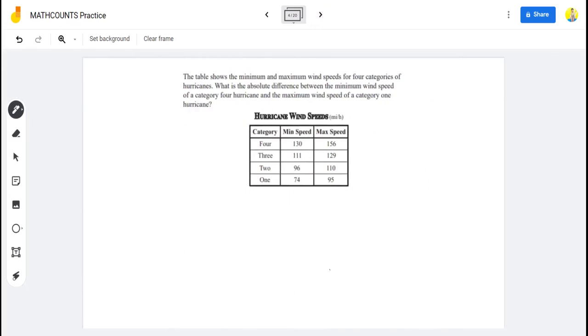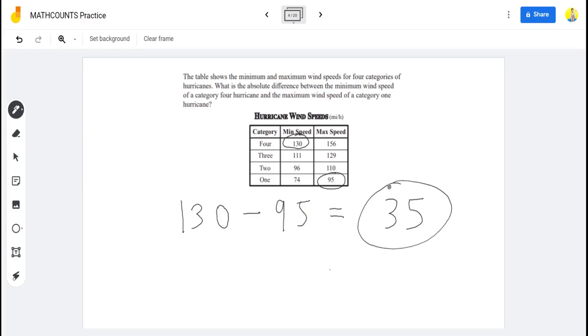The table shows the minimum and the maximum wind speeds for 4 categories of hurricanes. What is the absolute difference between the minimum wind speed of a Category 4 hurricane and the maximum wind speed of a Category 1 hurricane? So the minimum wind speed of a Category 4 hurricane is here. The maximum wind speed of a Category 1 hurricane is here. So that's just 130 minus 95, which is equal to 35. So answer is just 35.